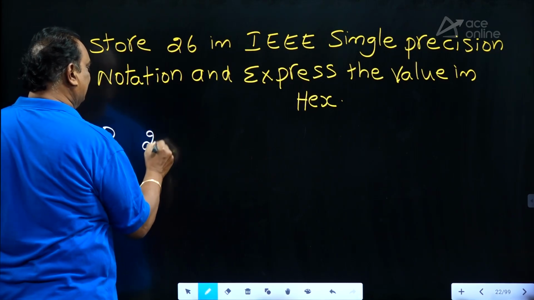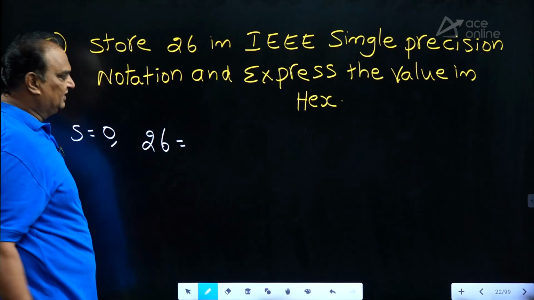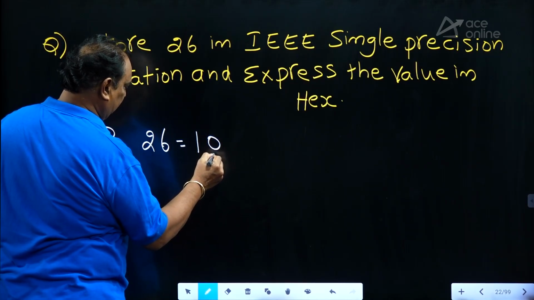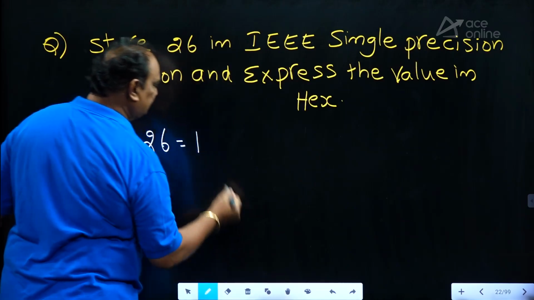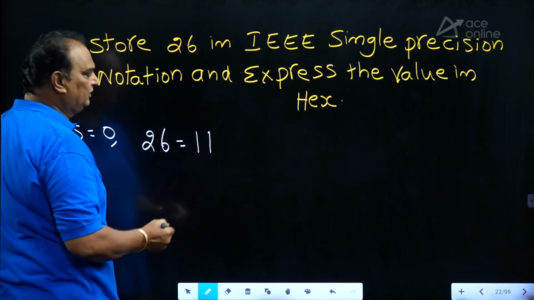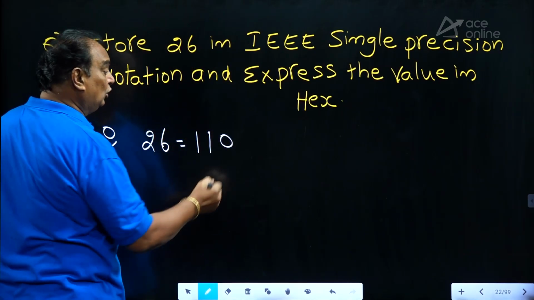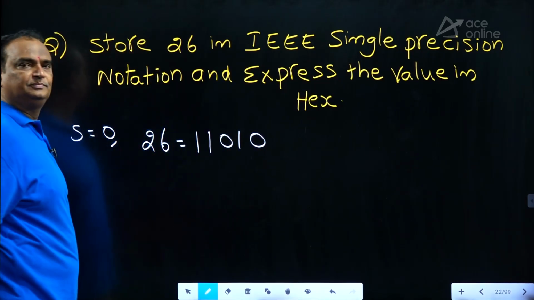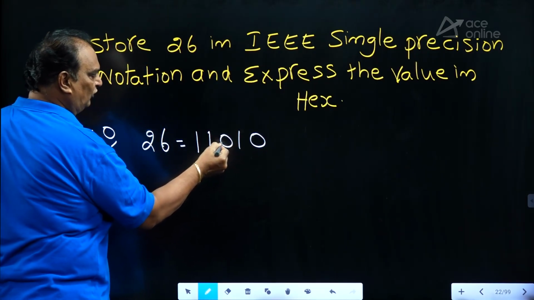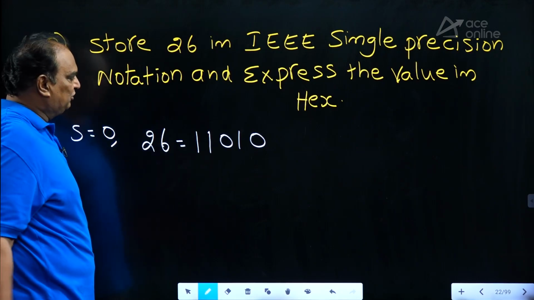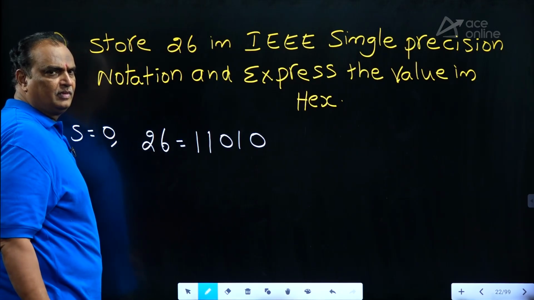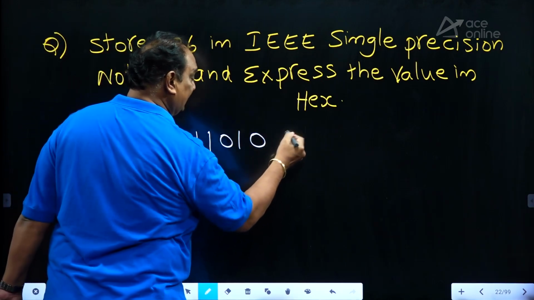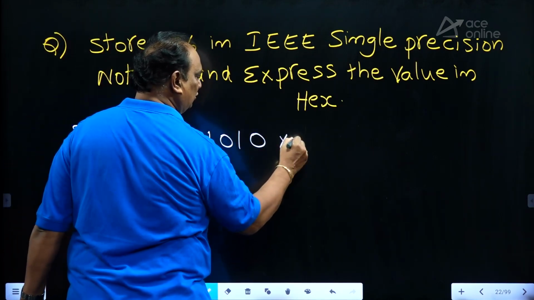26 is decimal. Find the binary value. 16, 8, 24. 4 is not needed. 2 is needed. 1 is not needed. So 1, 2, 4, 8, 16. 16 plus 8 is 24, plus 2 is 26. Now this can be written as into 2 power 0.